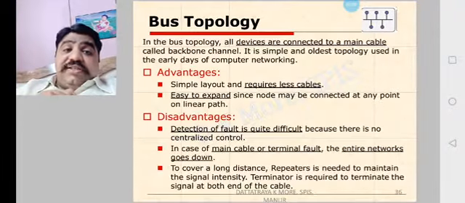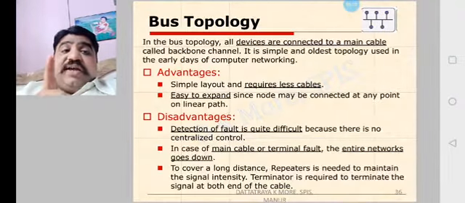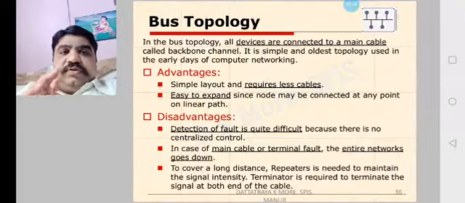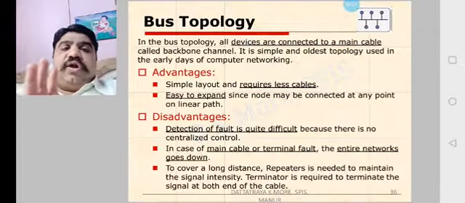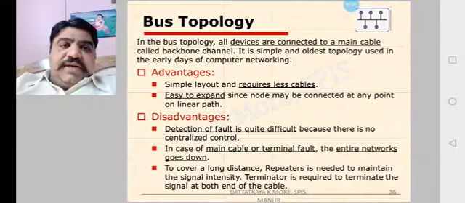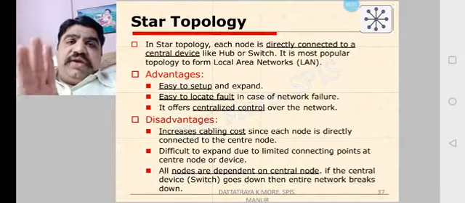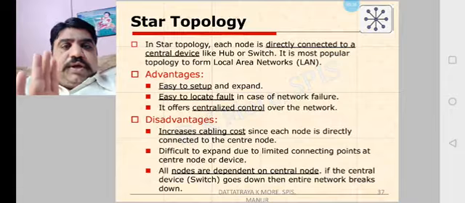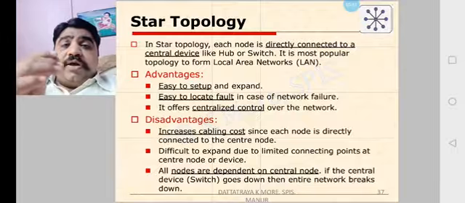To cover a long distance, repeaters are needed to maintain the signal intensity. A terminator is required to terminate the signals at both ends of the cable. Those are the disadvantages of bus topology. So nowadays bus topology is not that much used. Let's go to another topology, that is star topology, which is very important and famous, and is mostly used in all kinds of computer labs or big companies.